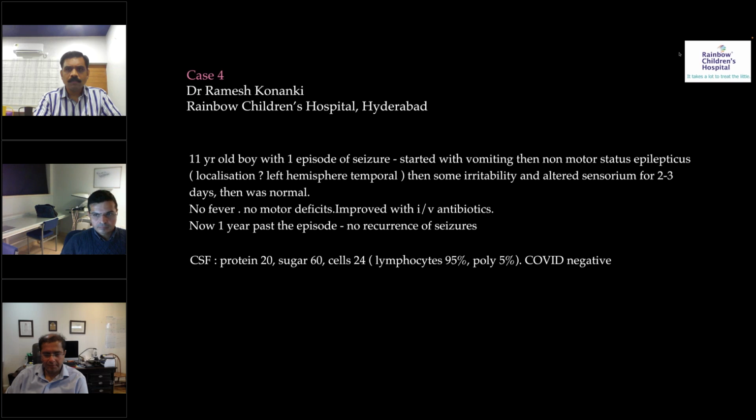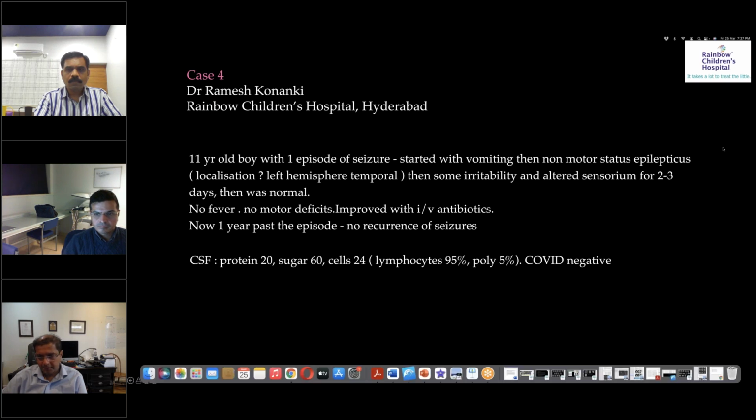Next case is from Dr. Ramesh. If Surbi is there. Yes, I'm here. Okay, yeah, go ahead. So this was a child, an 11-year-old boy, who presented with one episode of seizure, which was more of a non-motor seizure, and it was a status. It was some deviation of the eyes to one side and unresponsiveness for about 15-20 minutes.